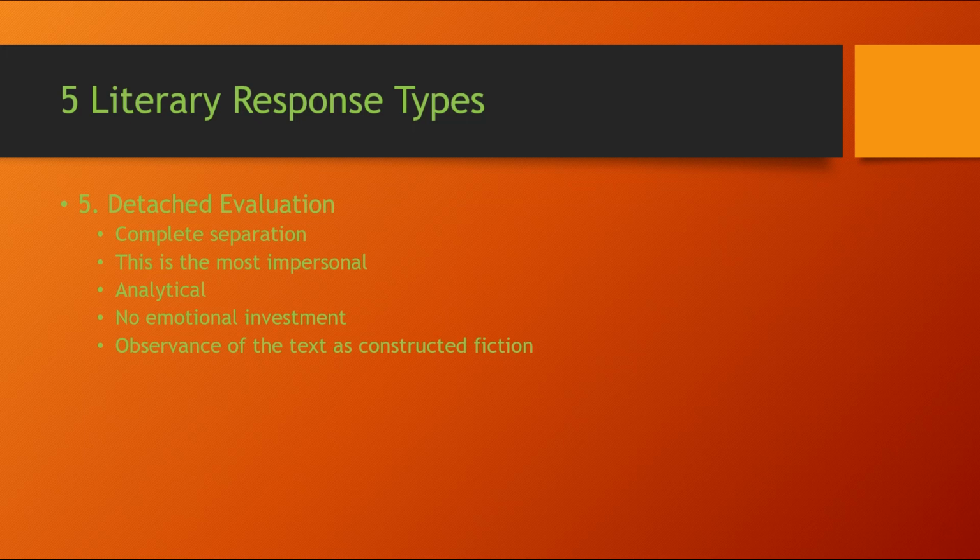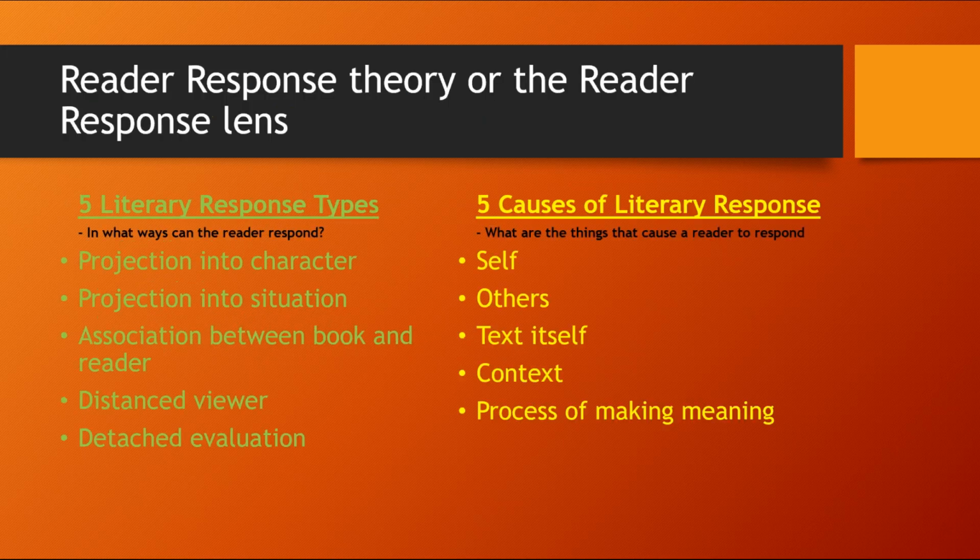Okay, so we've got the 5 literary response types. So projection into character, projection into situation, association between book and reader, distance viewer, and detached evaluation. Now, the other part of reader response are the 5 causes of literary response, and that's what we're going to focus on now, the 5 causes of literary response.